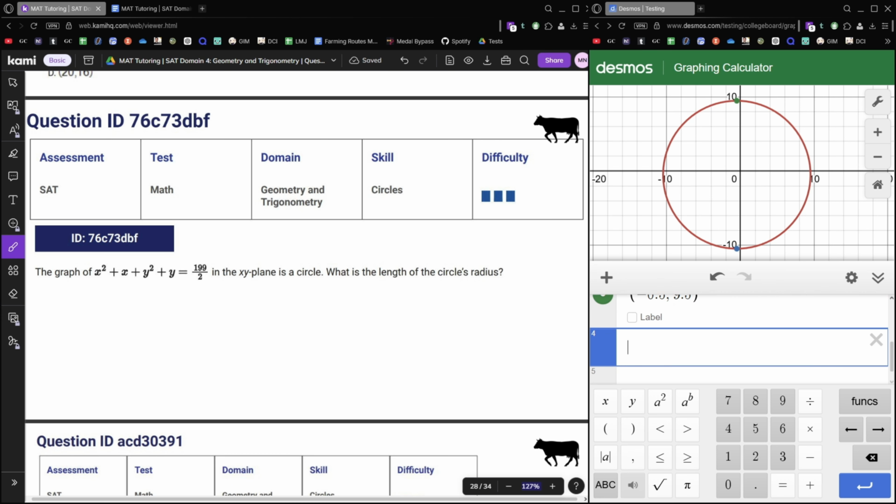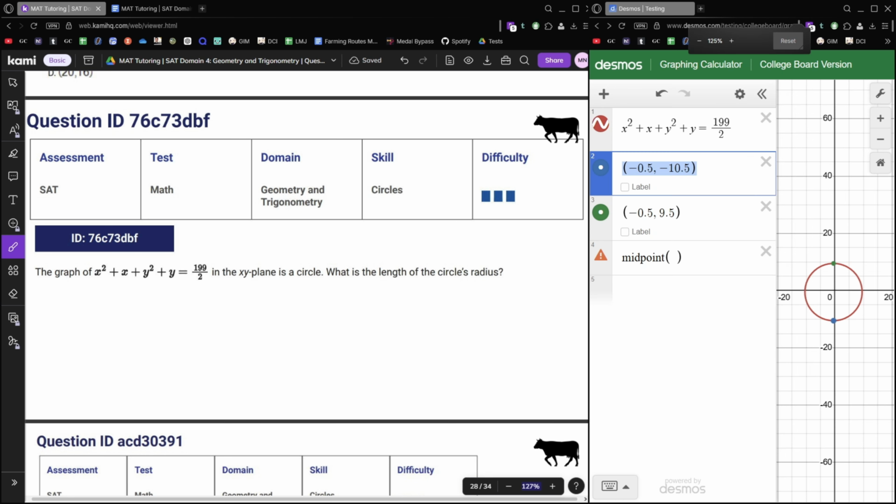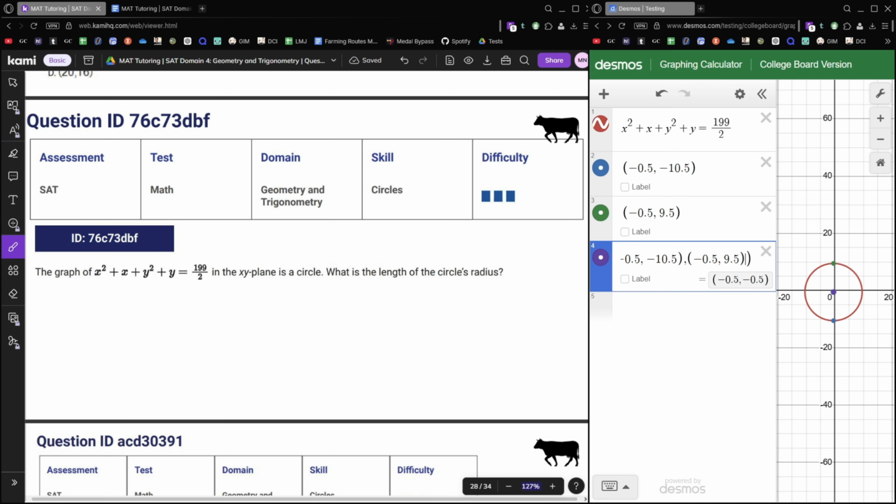Now we're going to find the midpoint by typing in midpoint, and then copy and paste these 2 points. Put a comma between them. Wait, this is low-key kind of nice. Wait, I probably should have had it on this. That's whatever. So here's our midpoint.